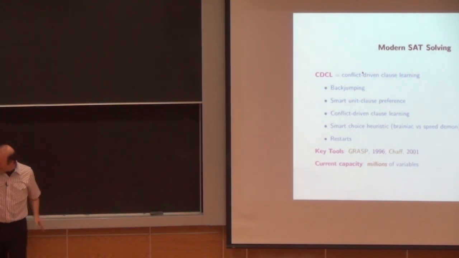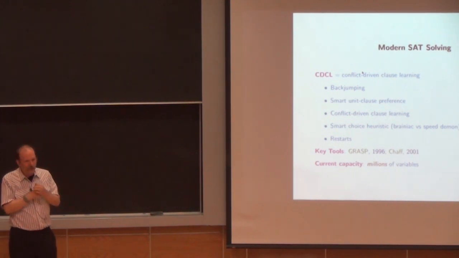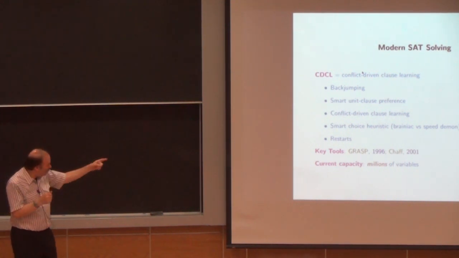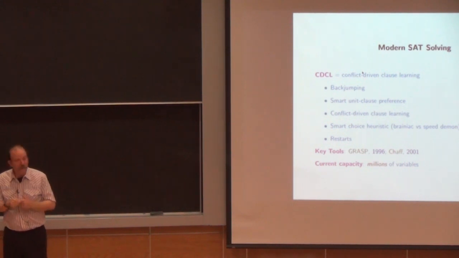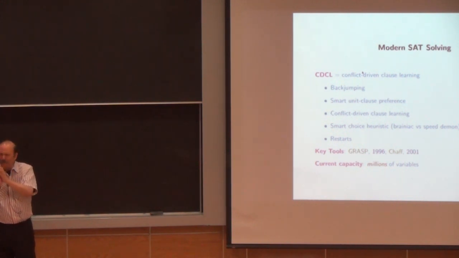Just choose. So this is Brainiac versus speed demon, and the terms come from the comic book story of Superman. Superman has some enemies. Brainiac is one of his enemies, and Brainiac is smarter than Superman, and Speed Demon is faster than Superman, and Superman always wins because he's just the right compromise between being fast and being smart.